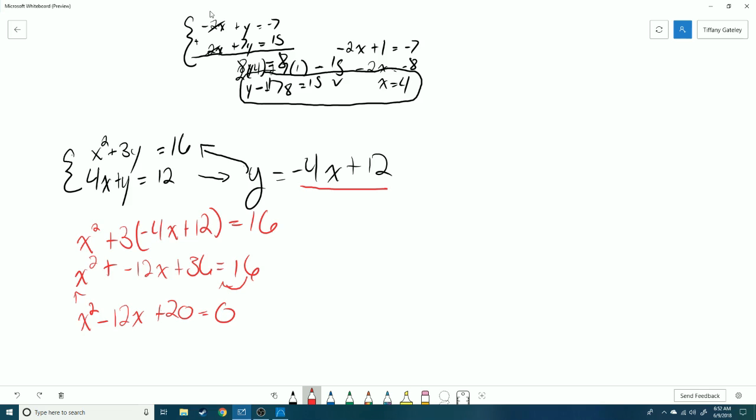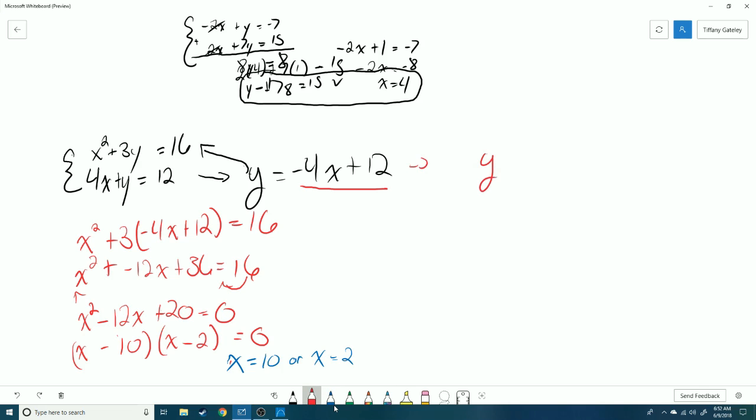And now we're going to factor. We have x minus, okay, factors of 20 that add to 12, that'd be 10 and 2. So we have x, I'm going to write this in blue so I can find it later. x equals 10 or x equals 2. Alright, now to find the y, we're going to plug these x's back into this top equation right here.